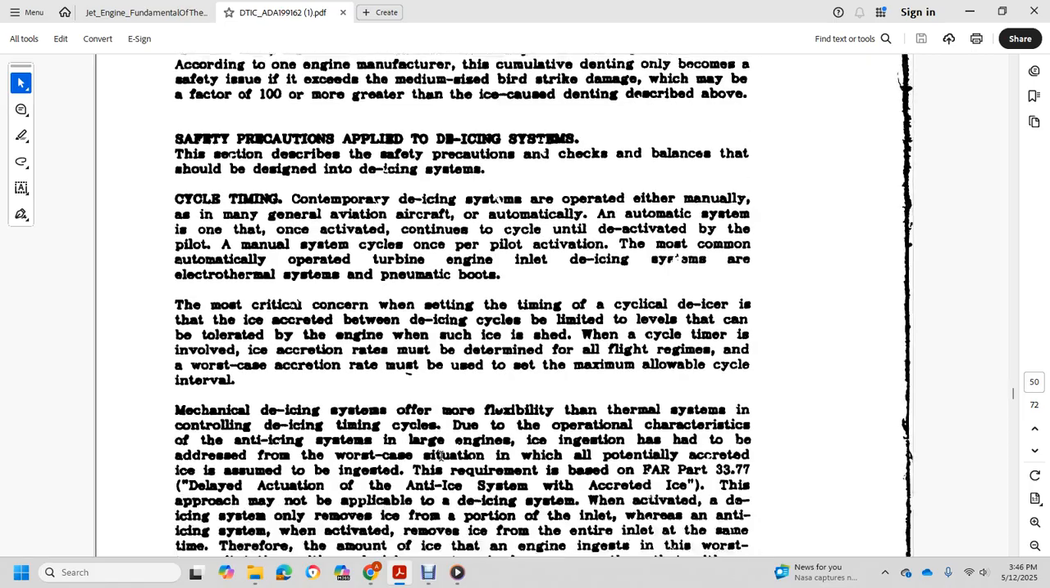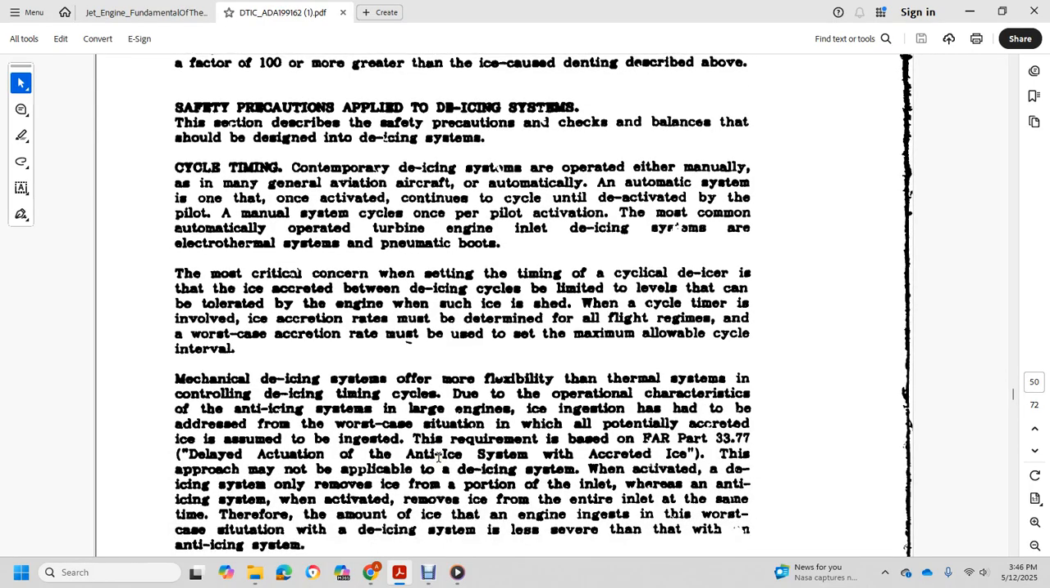The most critical concern with the setting of the timing of the cycle is the ice accretion between de-icing cycles, which must be limited to levels that can be tolerated by the engine, such as ice or sheds. The cycle timer involved with accretion rates must be determined at all flight regimes. Worst case accretion rates may be used to set the maximum cycle interval. Mechanical de-icing offers more flexible thermal systems, controlling the de-icing timing cycle due to the operational characteristics of the anti-icing system.